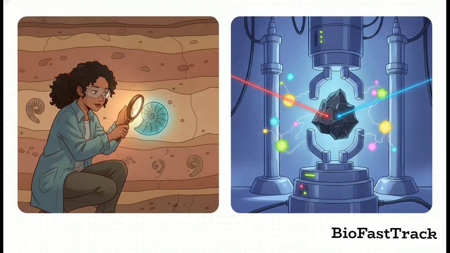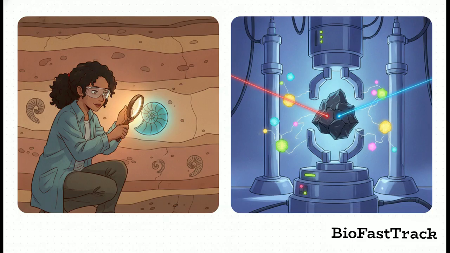Now, what's really interesting about this next concept is the core difference between the two main categories of dating. We have relative dating, which includes that law of superposition we just talked about, along with biostratigraphy. Now, relative dating only gives us a sequential order. It tells us what happened first, second, or third, but not an exact year. On the flip side, we have absolute dating. This gives us a specific numerical age.